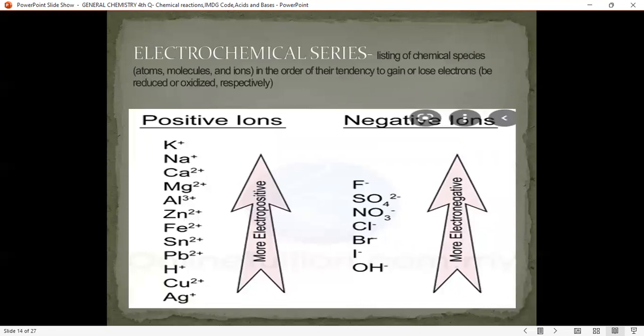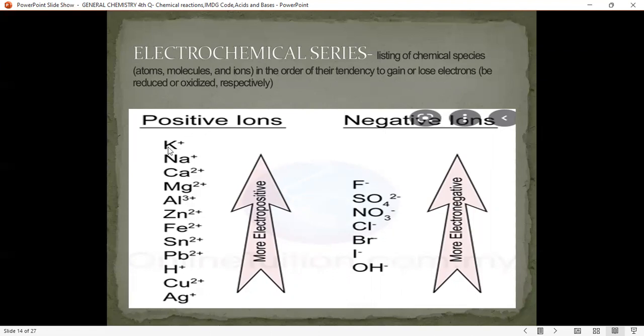This is because of the electrochemical series. This is the listing of chemical species like atoms, molecules, and ions in the order of their tendency to gain or lose electrons. So if they have the tendency to gain, they are being reduced. And if they lose electrons, they are being oxidized respectively. Okay? So here, in simpler terms, this is the sequence. If it's a cation, they mostly lose electrons. So there is the sequence or order of these ions, atoms, and molecules in terms of their electropositivity. Okay, how positive, or how much they lose electrons.